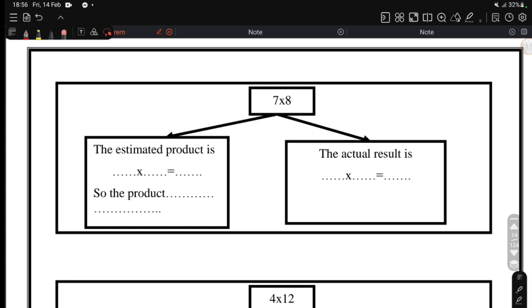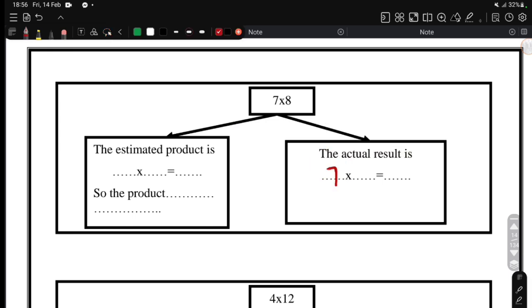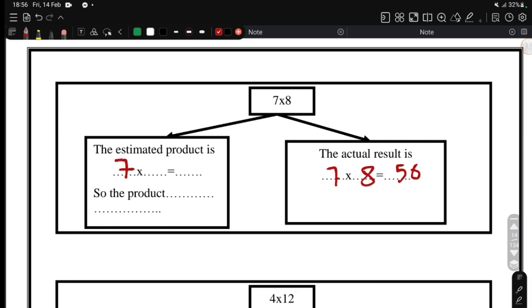The actual result means the exact result, like 7 times 8 will be 56. Okay, if we go to the estimated product, we will leave the 7 the same, and we will ask about 8 as the greater number. Is it closer to 0 or 10? If we count the steps from 0 to 8, I will find 8 steps. From 8 to 10, I will find 2, which is closer. So 8 is closer to 10. So I can replace 8 with 10.